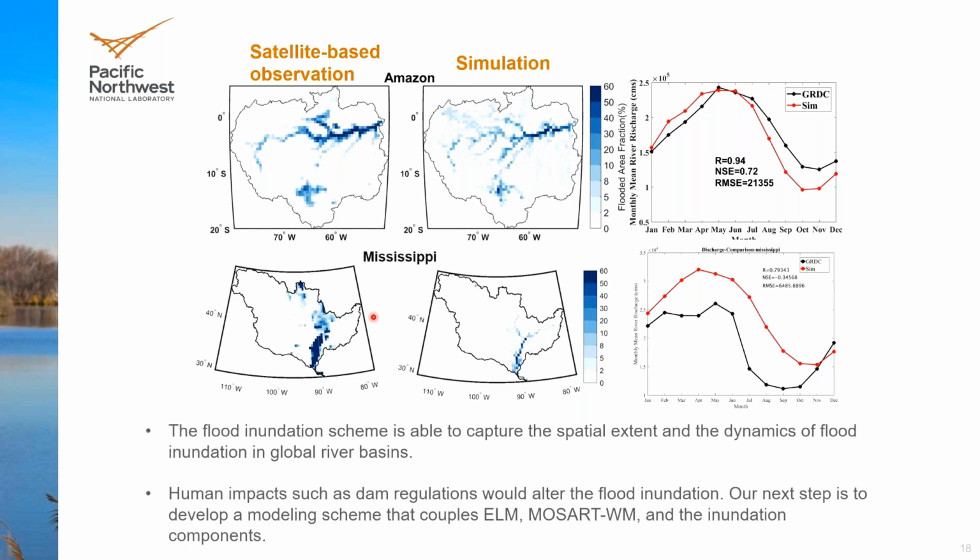But for the Mississippi Basin, you see we are not doing that good a job, because in this simulation we do not consider the water management conditions. So as I mentioned here, our next step is to develop a model scheme that can couple ELM, MOSART, WM, and inundation components together. For now, since the water management model and inundation components are developed separately, they don't talk to each other, but in the future, we will make them talk to each other.